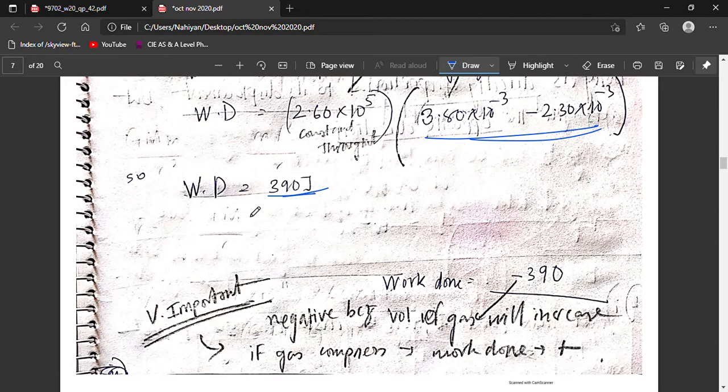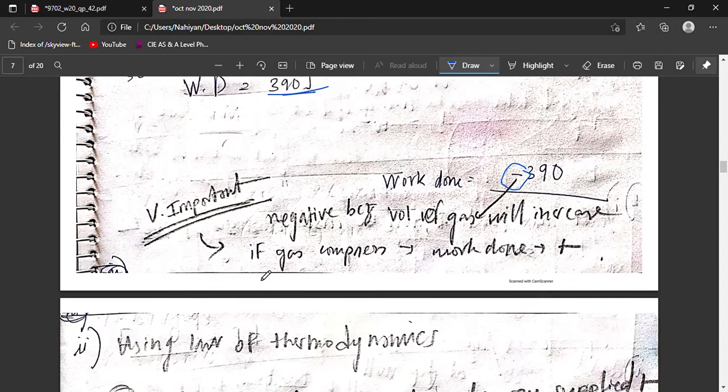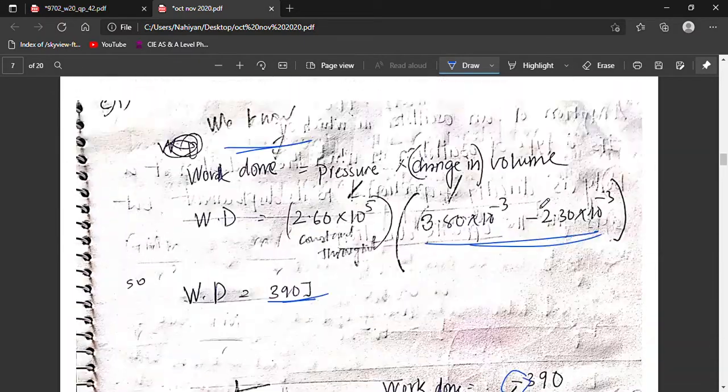But note here that I've discussed in another video that the work done here is for the expansion of volume. The volume has increased, so there will be a minus sign here. The reason I've discussed in another video, you can check it out. So it's negative because the volume of gas has increased or expanded, and vice versa if the gas compresses. If the work done is used for compression of gas, you will have a positive work done. So that's it.